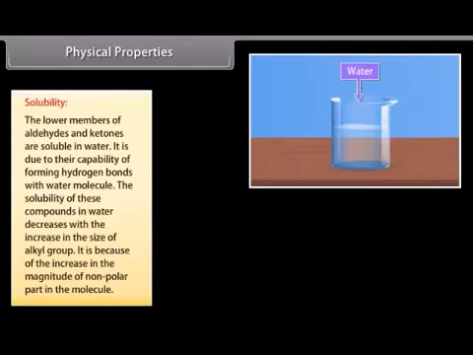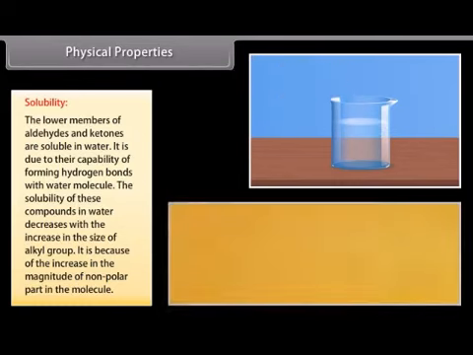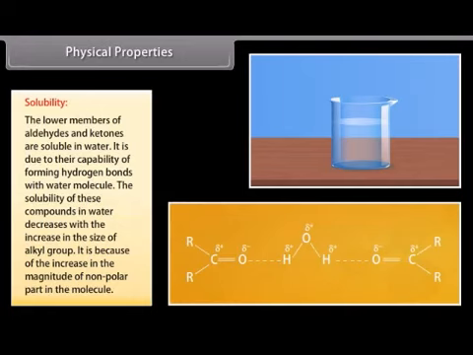Physical properties. Solubility. The lower members of aldehydes and ketones are soluble in water. It is due to their capability of forming hydrogen bonds with water molecules. The solubility of these compounds in water decreases with the increase in the size of alkyl group. It is because of the increase in the magnitude of the nonpolar part in the molecule.